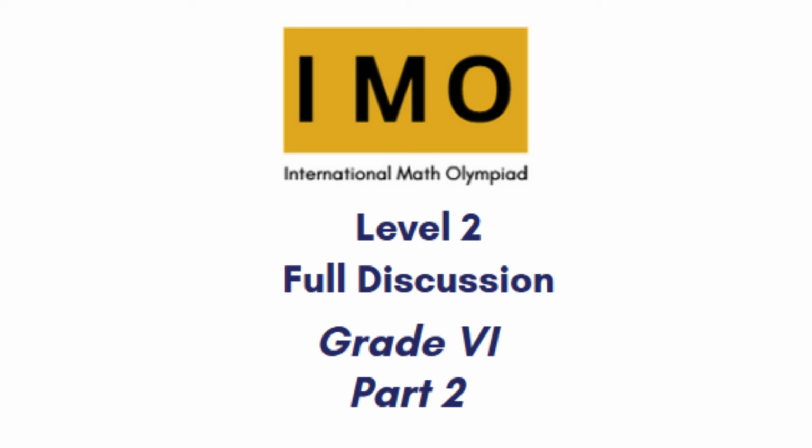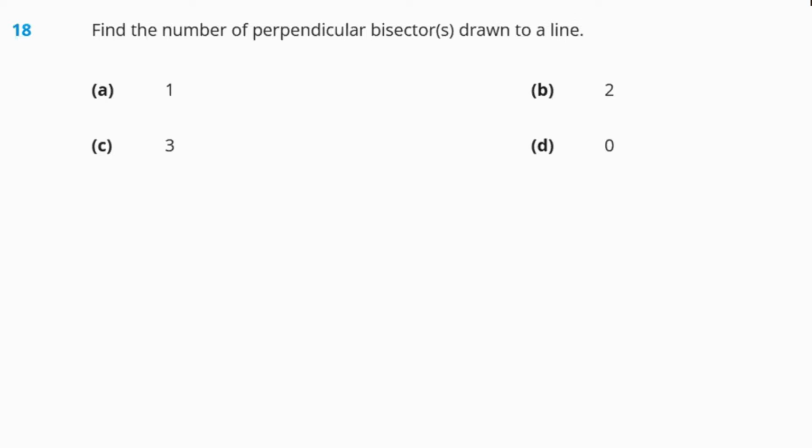So, today we are going to discuss the IMO Level 2 sample paper for grade 6. Here, 18th question: find the number of perpendicular bisectors drawn to a line.